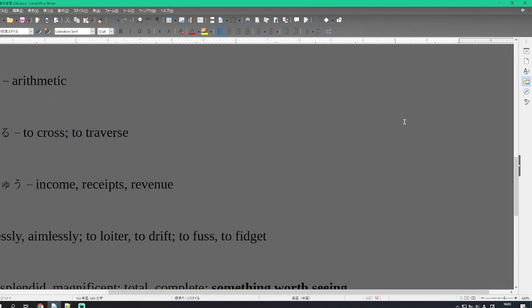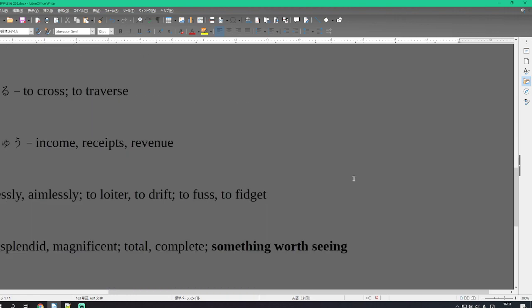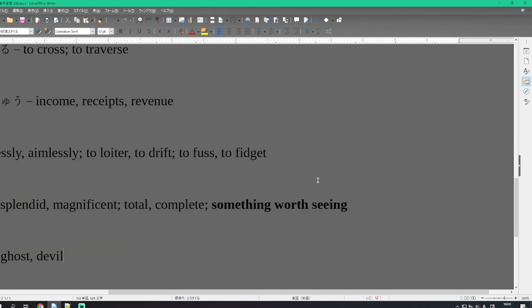Restlessly, aimlessly, or to loiter is uro. Uro is to restlessly, aimlessly loiter, drift, fuss, or fidget. Splendid, magnificent, total, complete, or something worth seeing is a migoto, literally a sight thing. Migoto. Splendid, magnificent, well done.